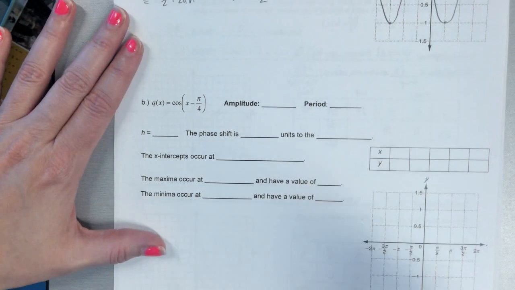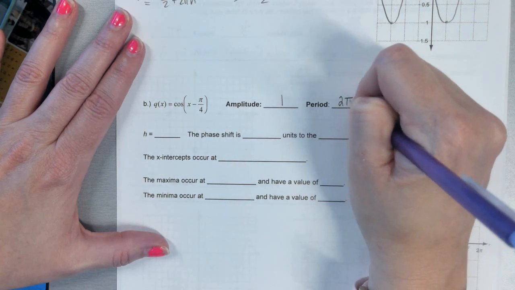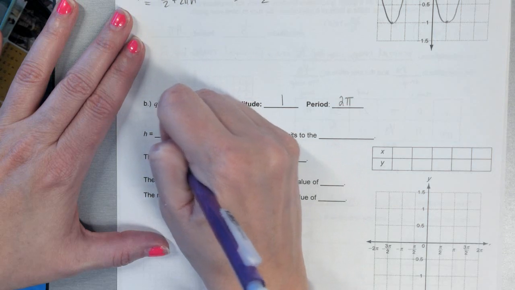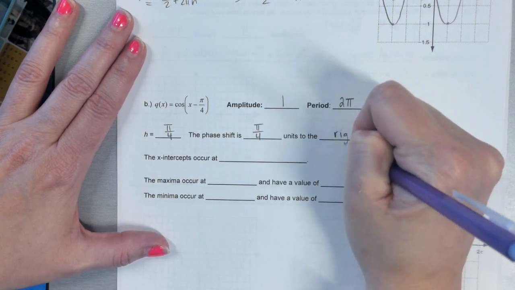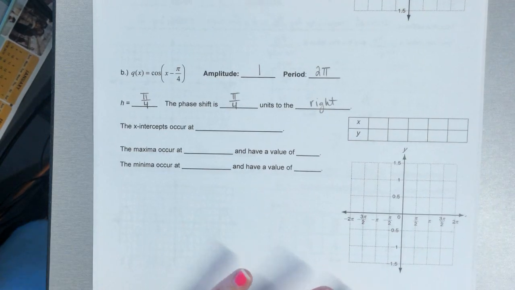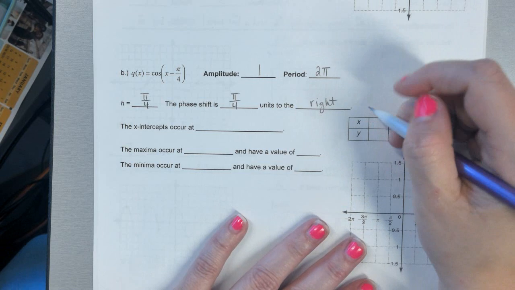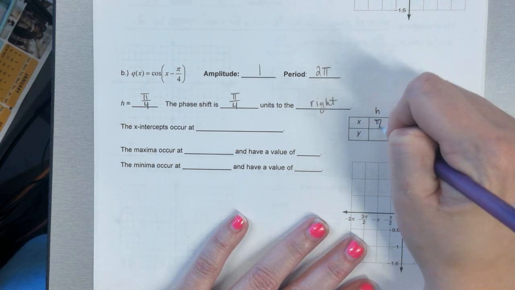Okay, and then for this one, your amplitude is 1, your period is 2 pi. Your h value is positive pi over 4 because you're going pi over 4 units to the right. Again, after you do that, you go right to your chart. So you're going to start at your h value. Your h value is pi over 4.